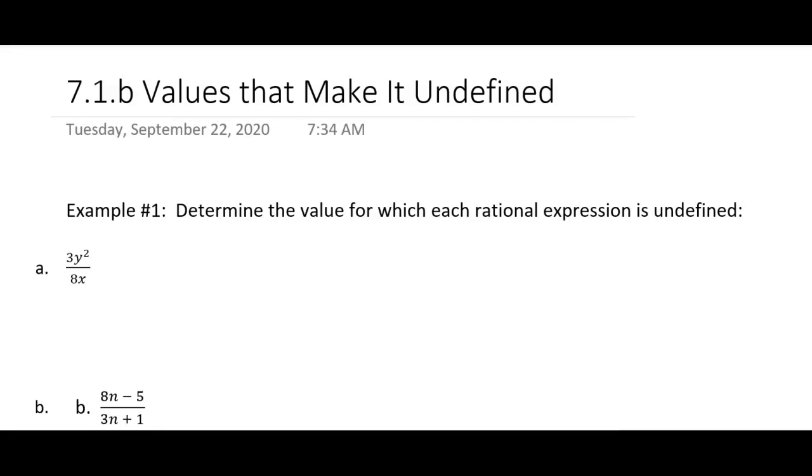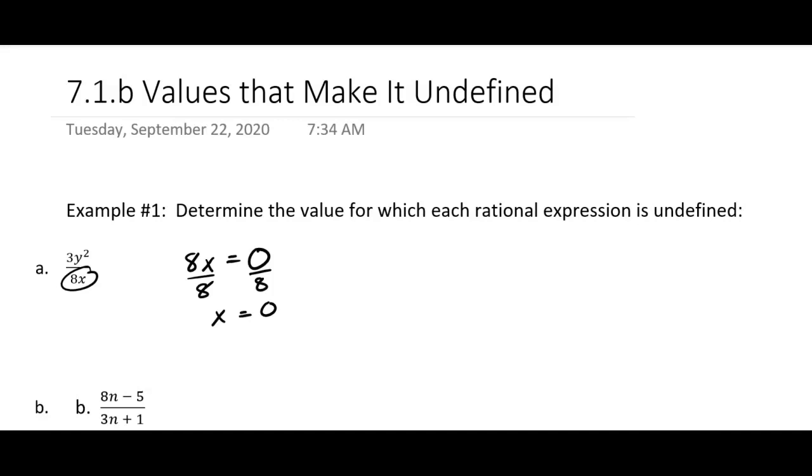So now we're going to do some examples where we look for the values that make the expression undefined. And remember, these are rational expressions. Example 1, determine the value for which each rational expression is undefined. If you want to do that, you take the denominator and you set it equal to 0. So you say, when does that equal 0? Well, in this case, you divide both sides by 8, and you get x equals 0.